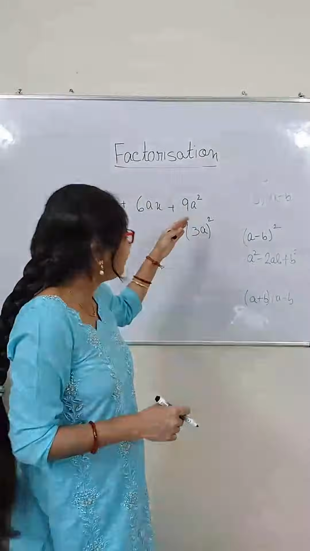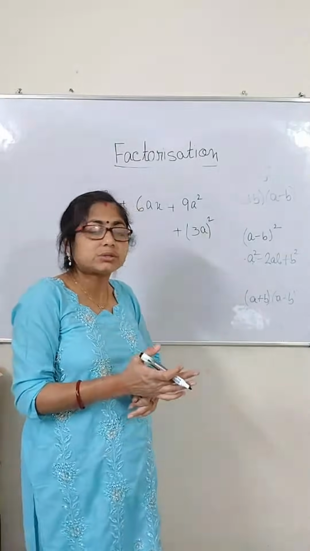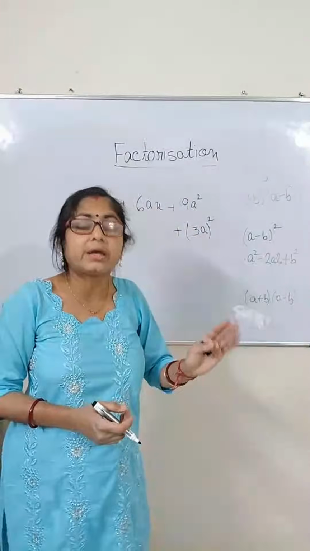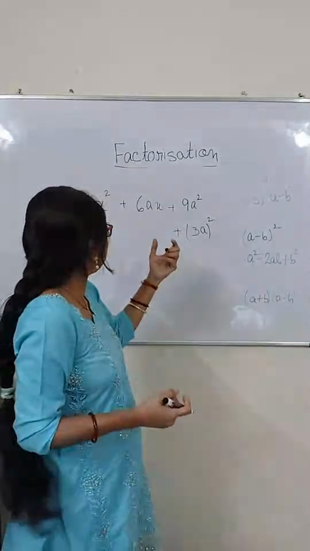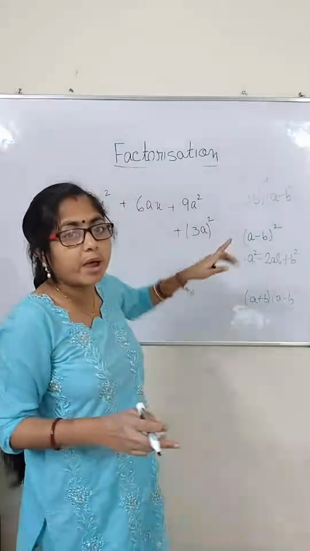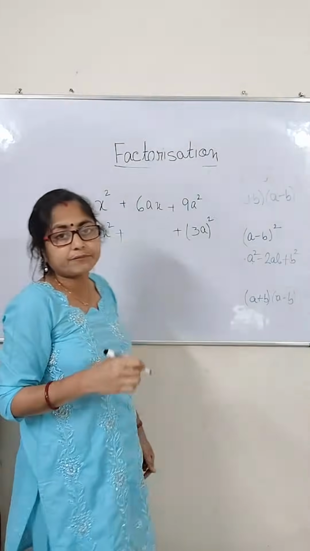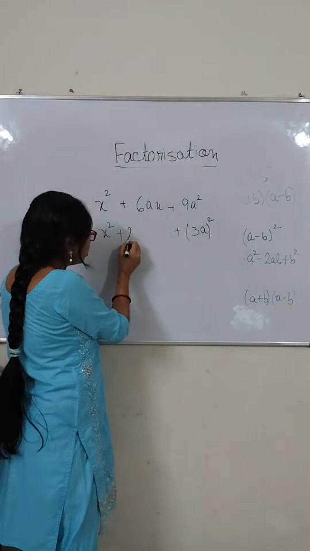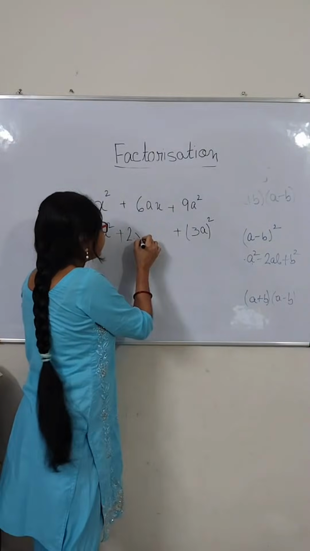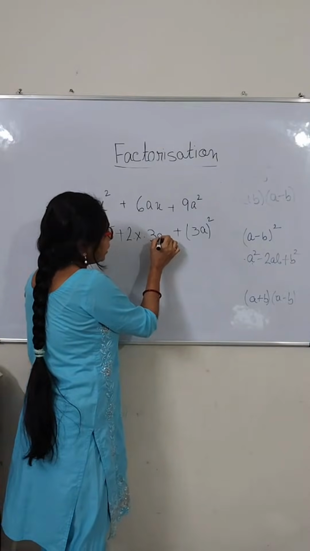Now I do the x part and this other part. Why do I do the b part first? Because there is 9a square, and students mostly get confused and multiply 9 directly. But 9 is not b. 3a is the b part, not 9. For that reason, I do the square part first. Then there is a plus sign, so I write the plus. Then what's the formula? 2a, so I write 2, then a means x, so I write x, and b means 3a, so I write 3a.